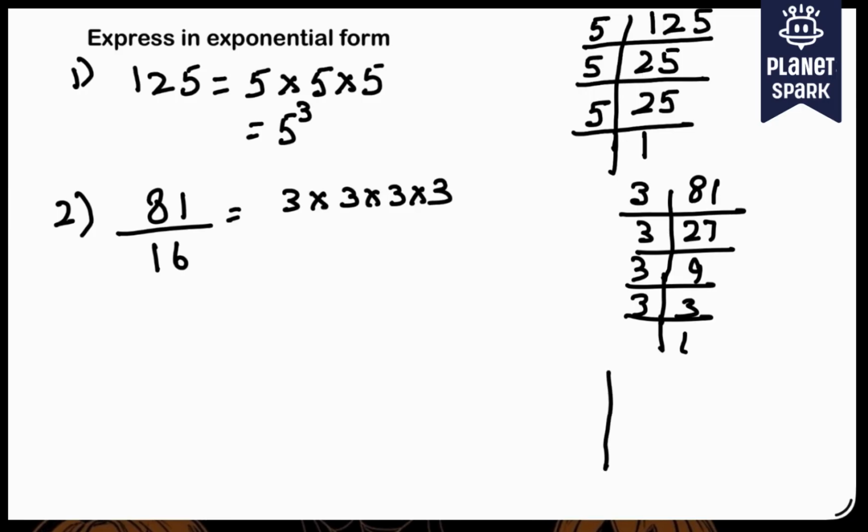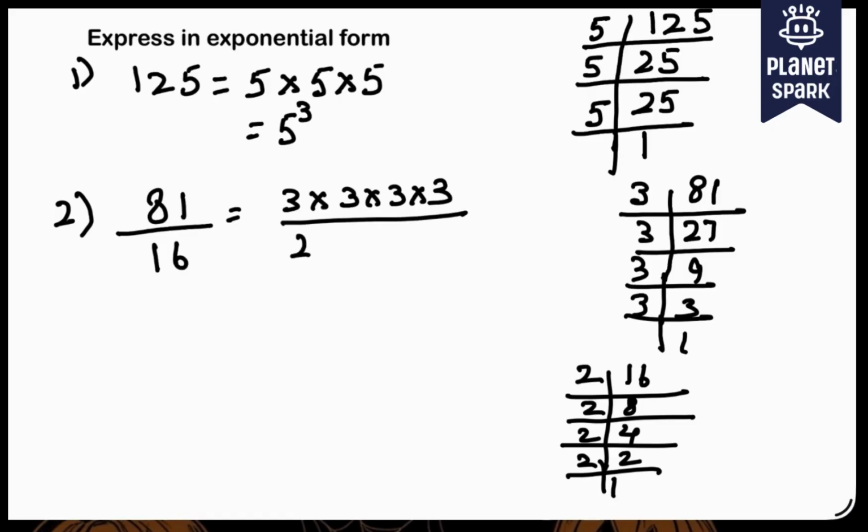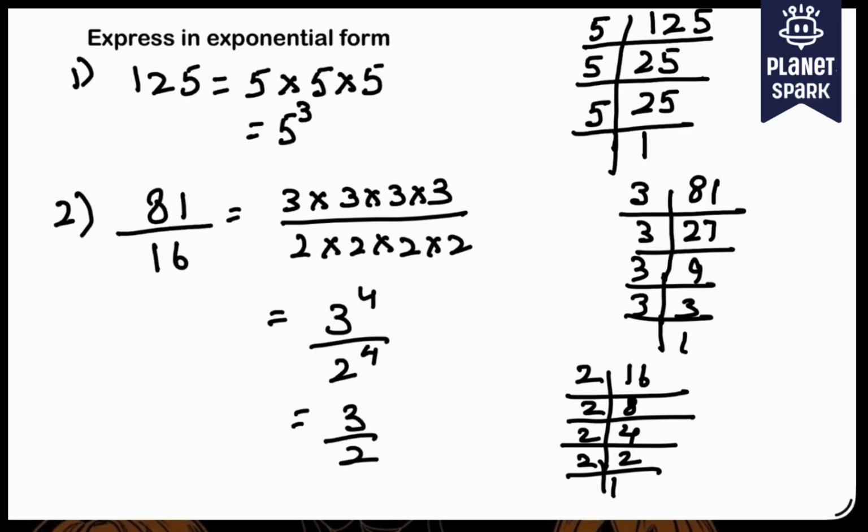Furthermore, I'll prime factorize 16. 16 is divisible by 2. So dividing by 2, I'll get 8. Again dividing by 2, I'll get 4. Again dividing by 2, I'll get 1. So it is 2 into 2 into 2 into 2. 2 is coming 4 times. My answer is 3 raised to the power 4 as well as 2 raised to the power 4, which I can write down as 3 over 2 whole raised to the power 4.